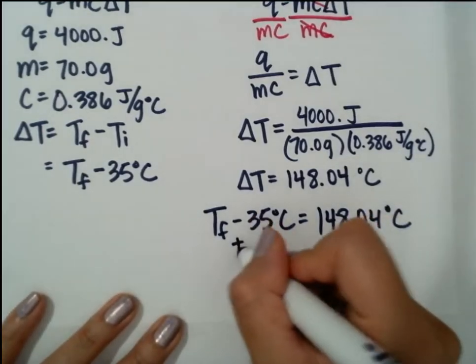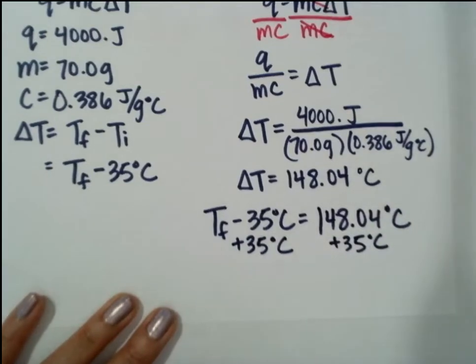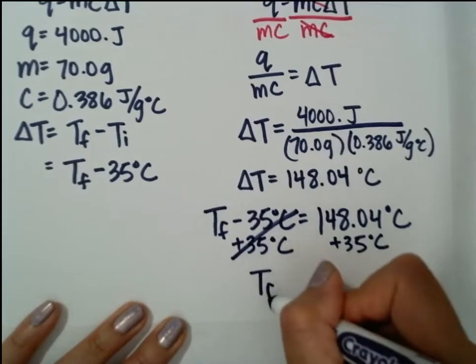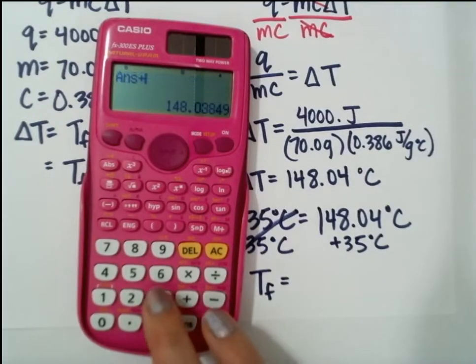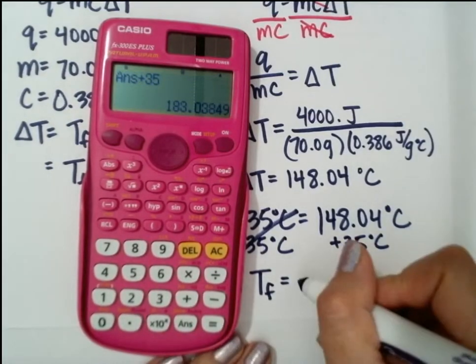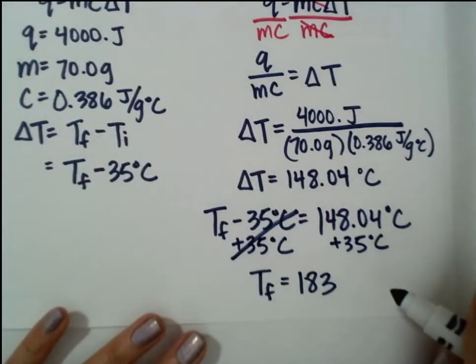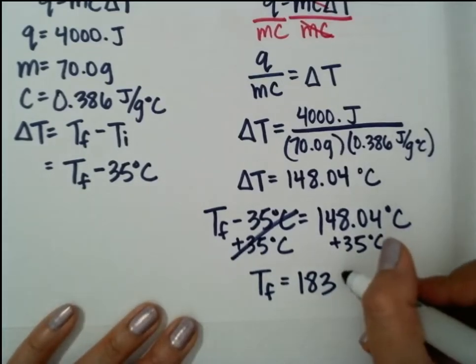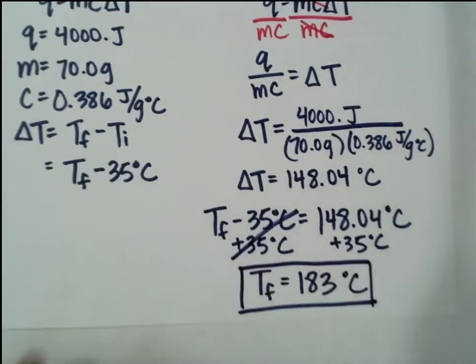Okay, I'm going to add 35 on this side, plus 35 on this side. Okay, that cancels out. And so I'm left with my final temperature. So 148 plus 35, that gives me 183. And if I'm using sig figs, we'll have 3 in our answer, so degrees Celsius. Okay, so our final temperature here is 183 degrees Celsius.